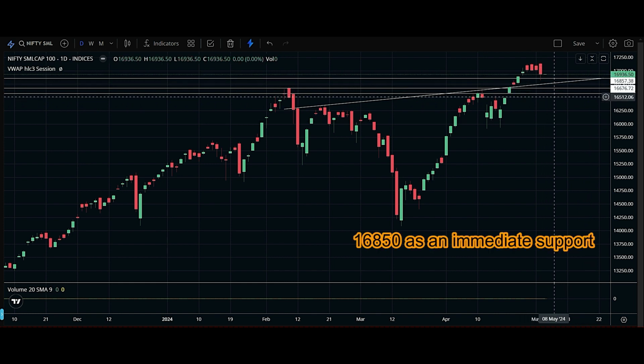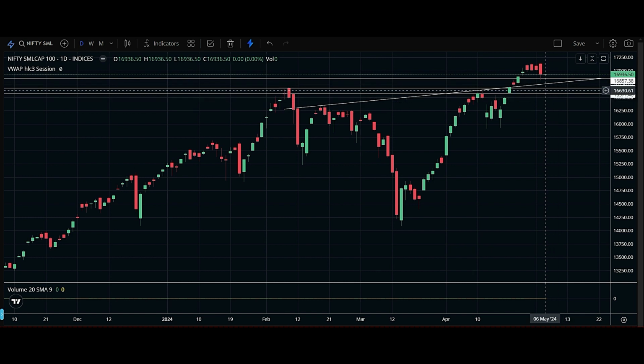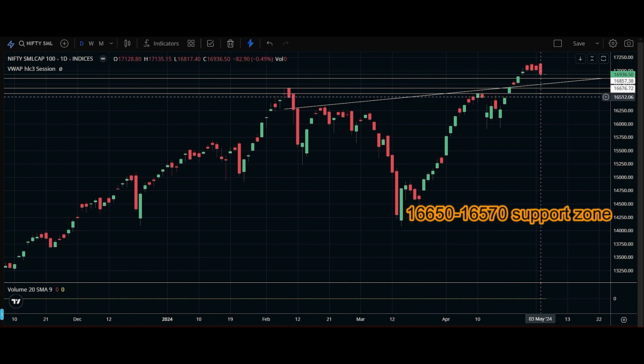Chances of breaching 16,850 are higher. We might land ourselves at 16,650 to 16,570.